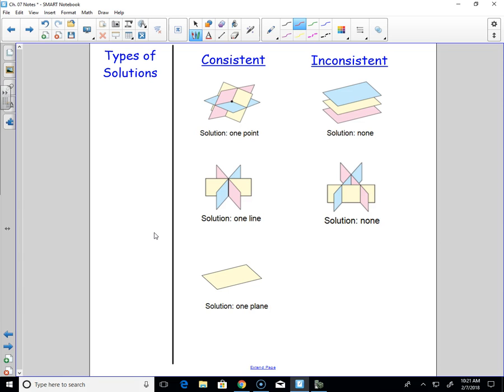Three planes only intersecting in one point. I think that's how I would do it. Because pink and blue are intersecting in a line, pink and yellow are intersecting in a line, yellow and blue are intersecting in a line, but all three only share one little point.